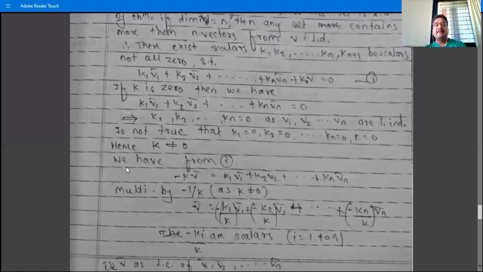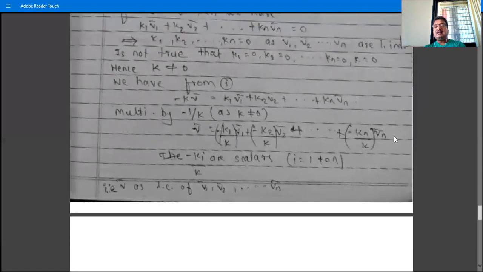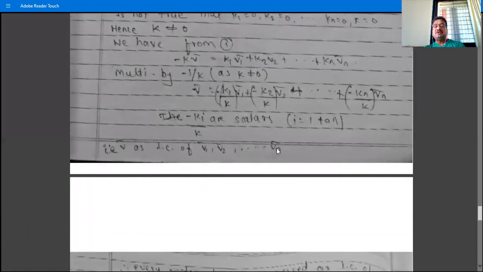So k must be not equal to 0, and therefore from the start, we shift kv̄ to the right-hand side. So we have −kv̄, then interchange the sides and divide by −k throughout. So v̄ = (−k1/k)v1 − (−k2/k)v2 ... −(kn/k)vn. And all these −ki/k, for i running from 1 to n, are scalars. Therefore the right-hand side is a linear combination of v1, v2, ..., vn, that is, v̄ is expressed as a linear combination of v1, v2, ..., vn.